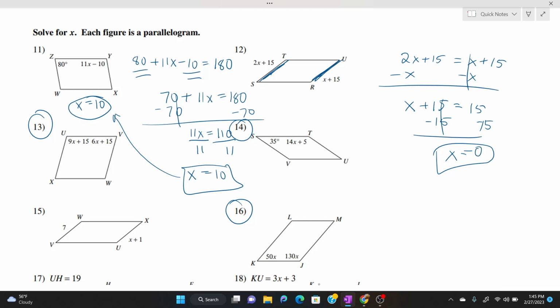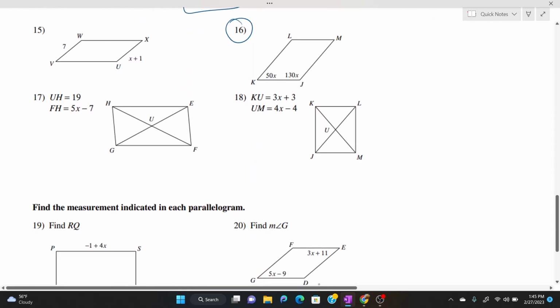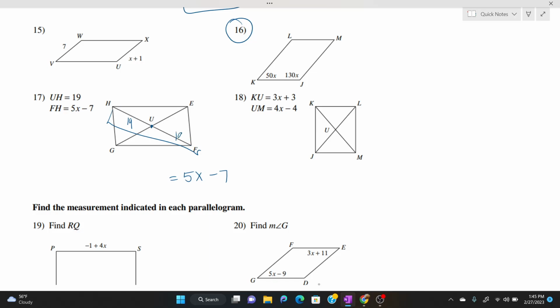That's that. So now we're down to numbers 17 and 18. UH tells me is 19. And then it tells me FH, which would be the full segment, is 5x minus 7. Now, we can't set that equal to 19. But if you think about it, since this is a parallelogram, these two, UH and UF, are going to be congruent. So UF would also be 19. So, Miranda, what's 19 plus 19 going to give me? 38. Thank you, Miranda.